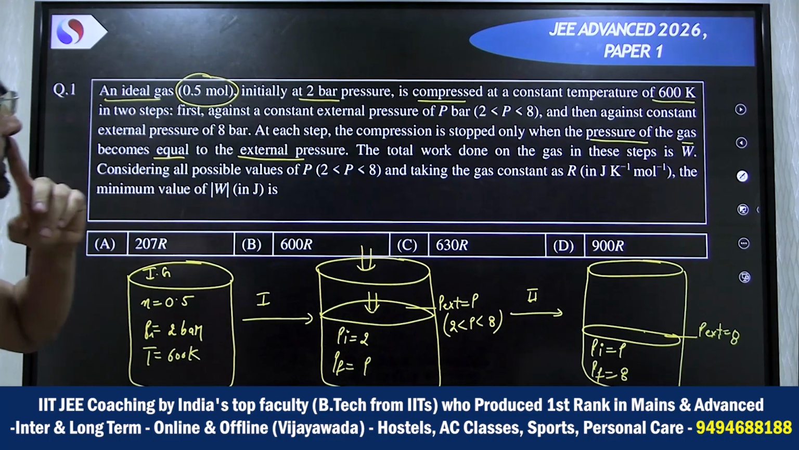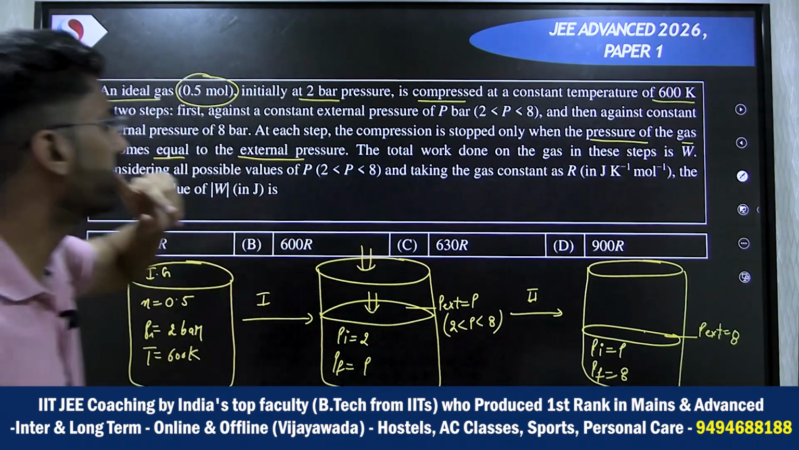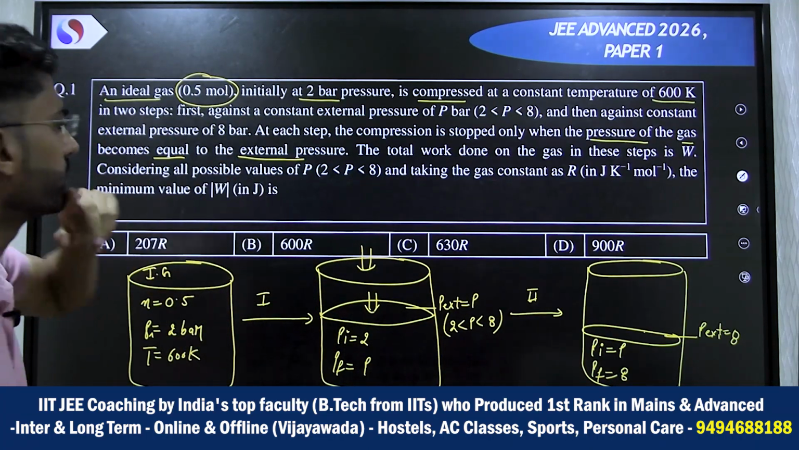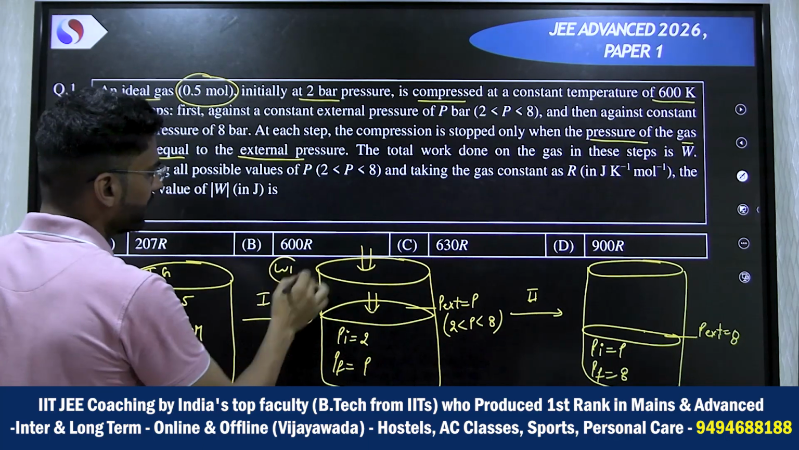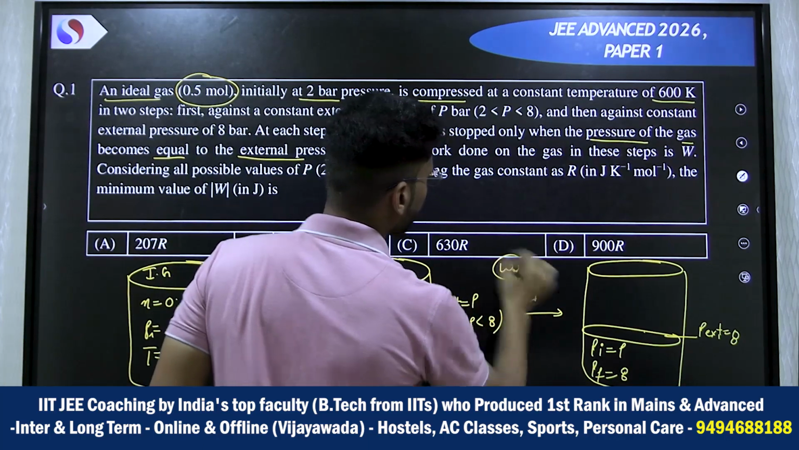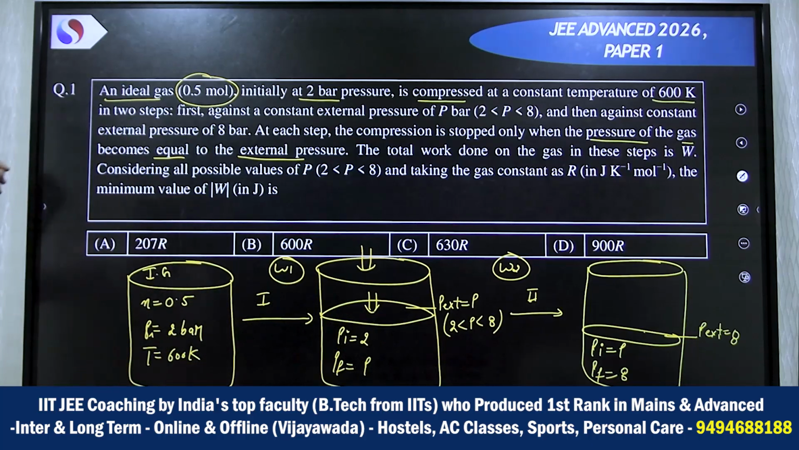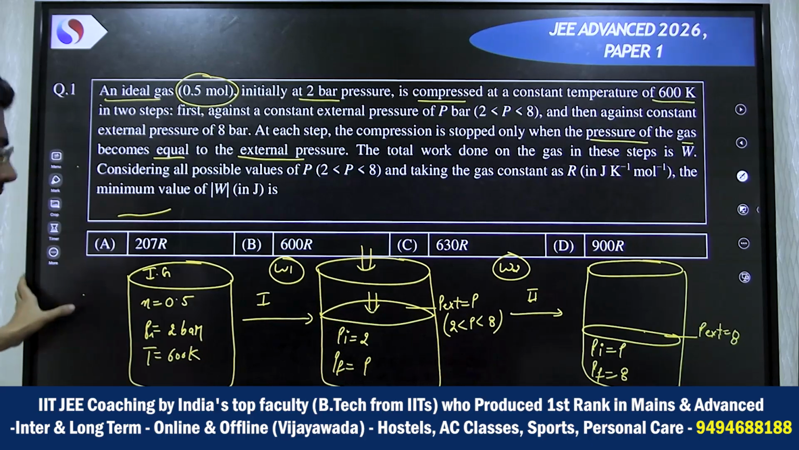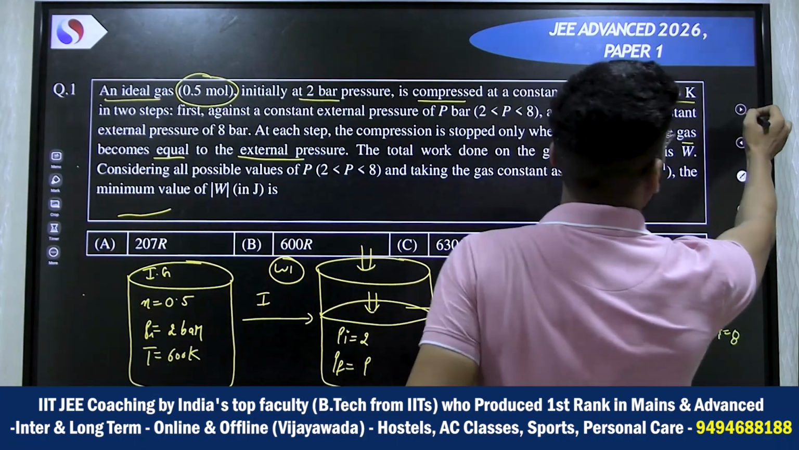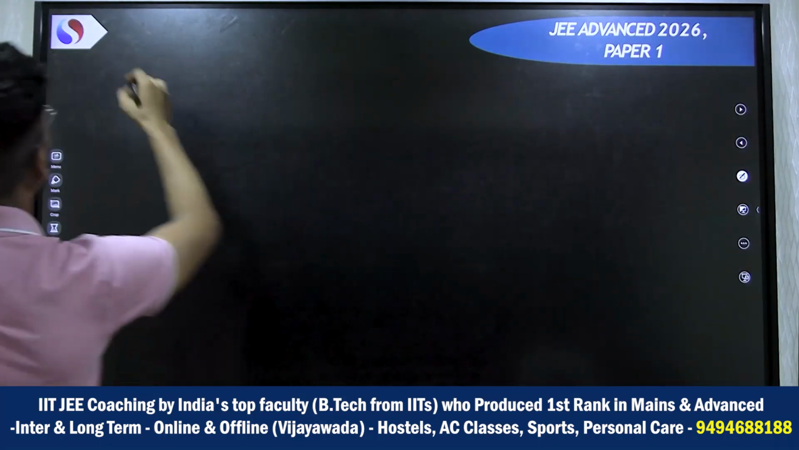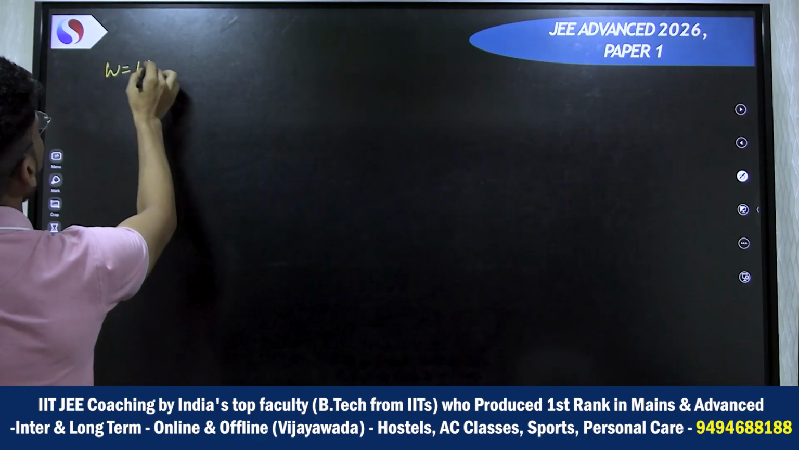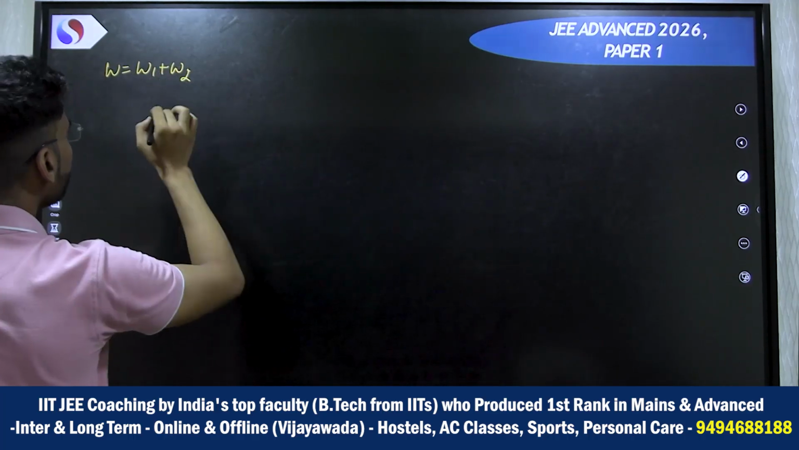Okay, let's read next. We need to calculate the total work done in this step, which is W. So if this is W1 and this is W2, I have to calculate the total work done. So how can I calculate it? Total work done, W, will be equal to W1 plus W2.